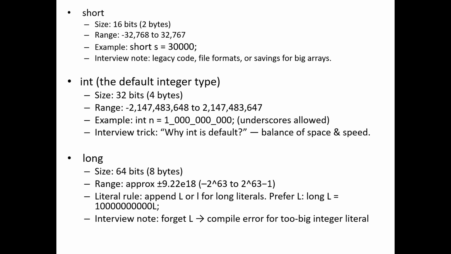Then what do we have next? We have int, which is the default data type that Java uses if we are not defining anything else. The range is negative 2.1 billion to positive 2.1 billion. For example, you can declare it the same way, but underscores are also allowed. If you print it, it will print without the underscore, but it will accept the underscore when you are declaring it.